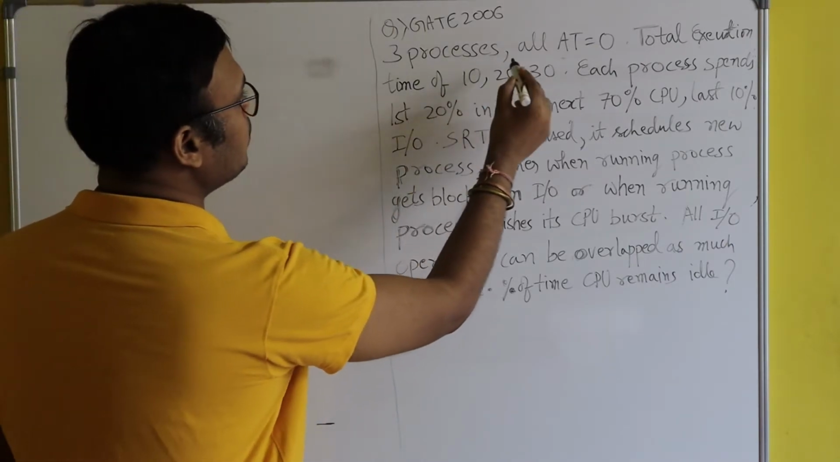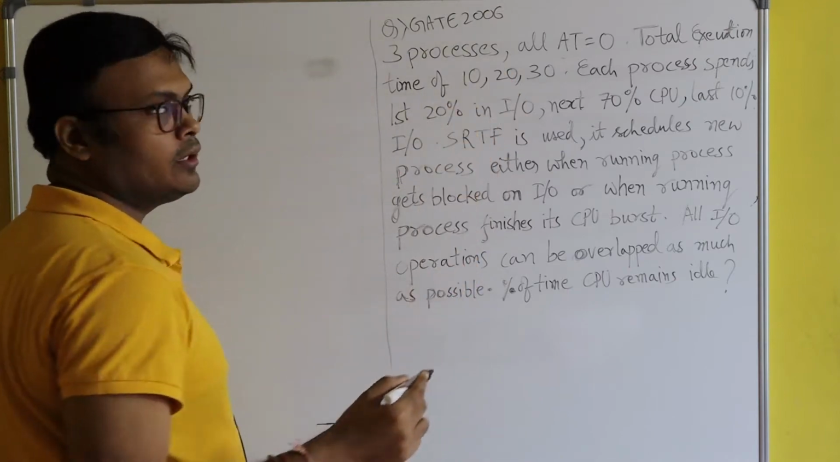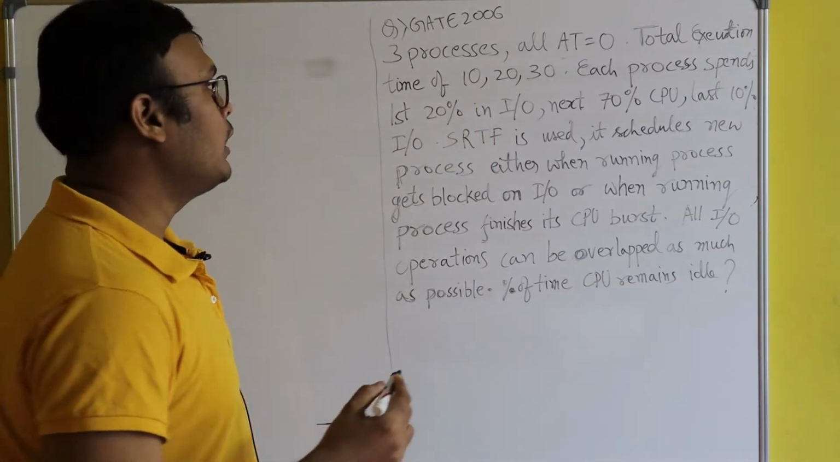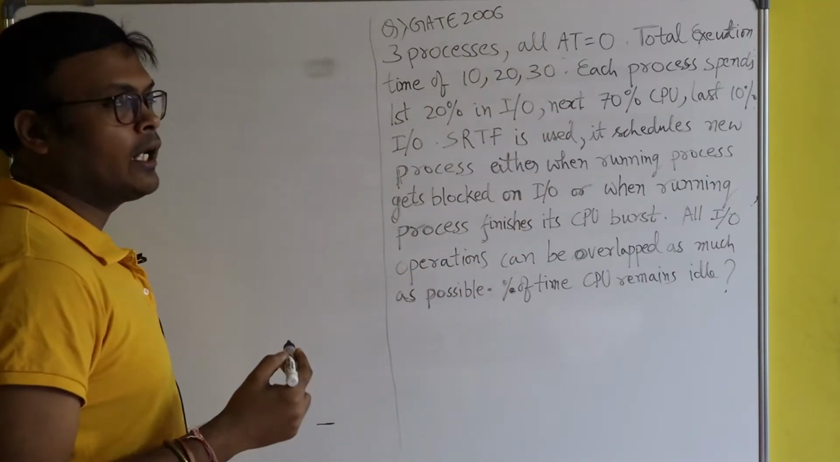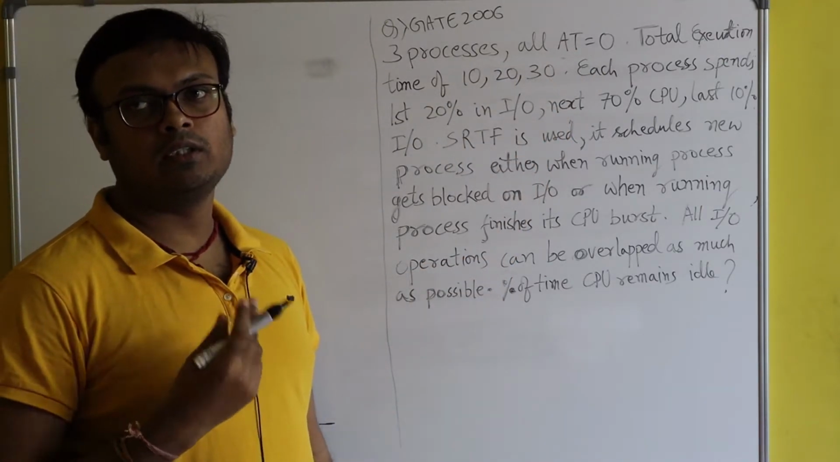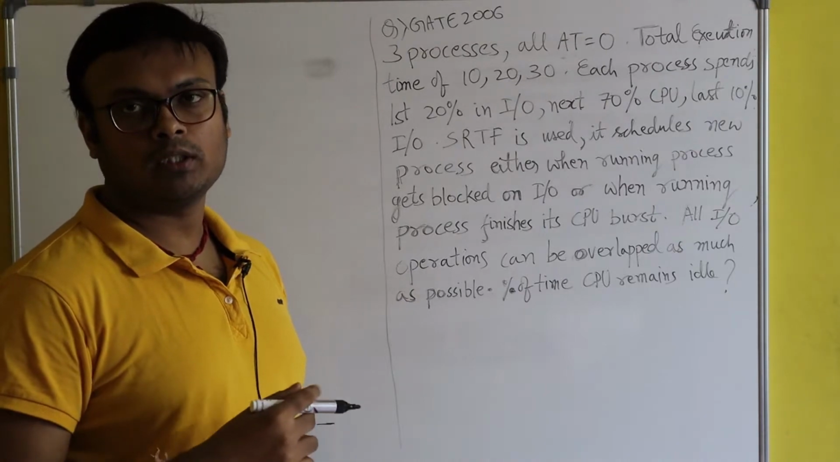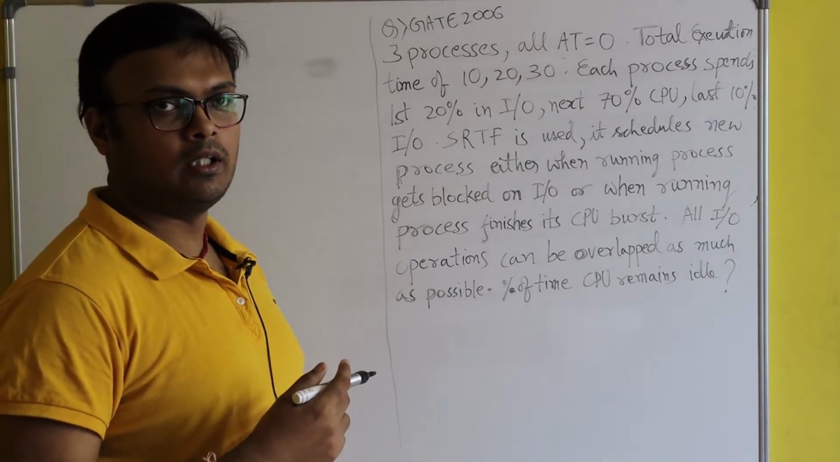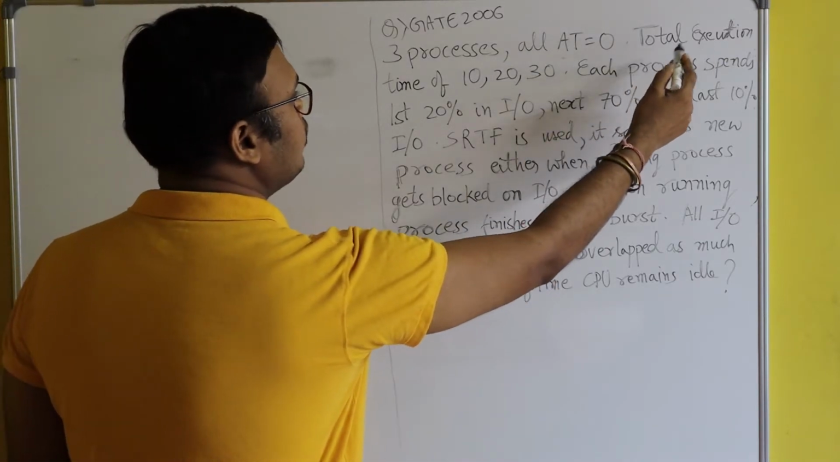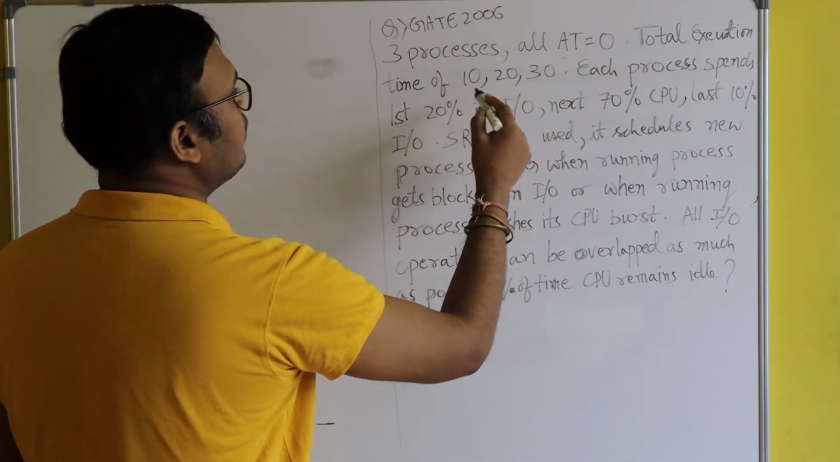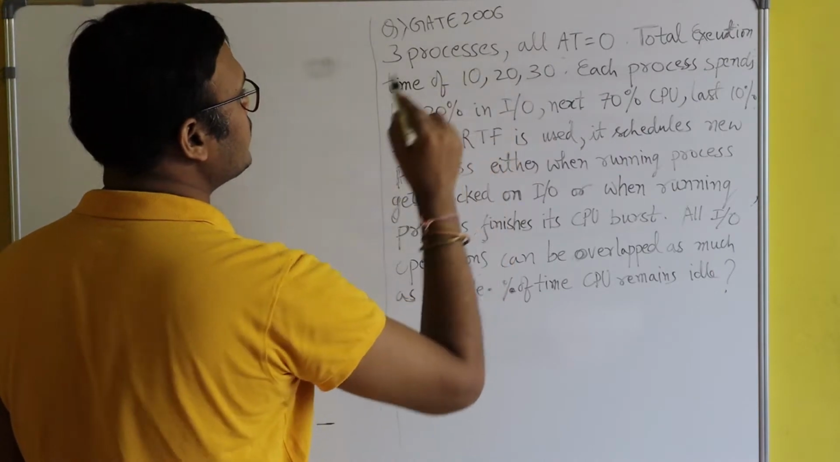You see, there are three processes, and all arrived at time 0. Arrival time of all the processes is 0. It means all the processes arrived simultaneously. And here you see the total execution times are given as 10 units, 20 units, 30 units.